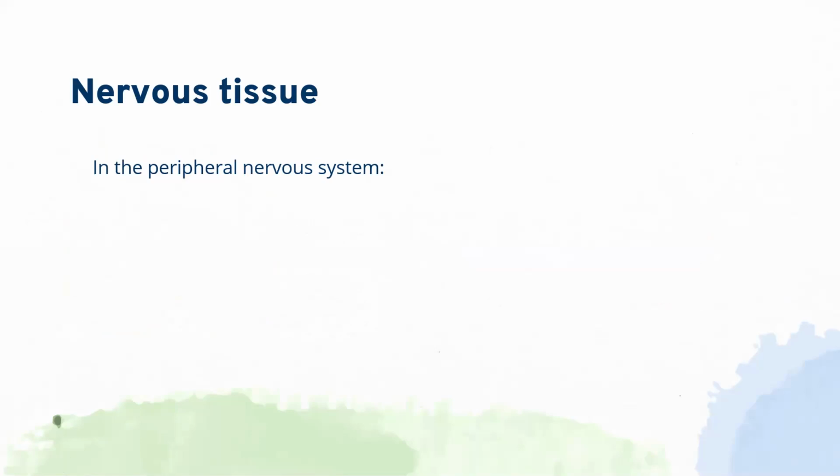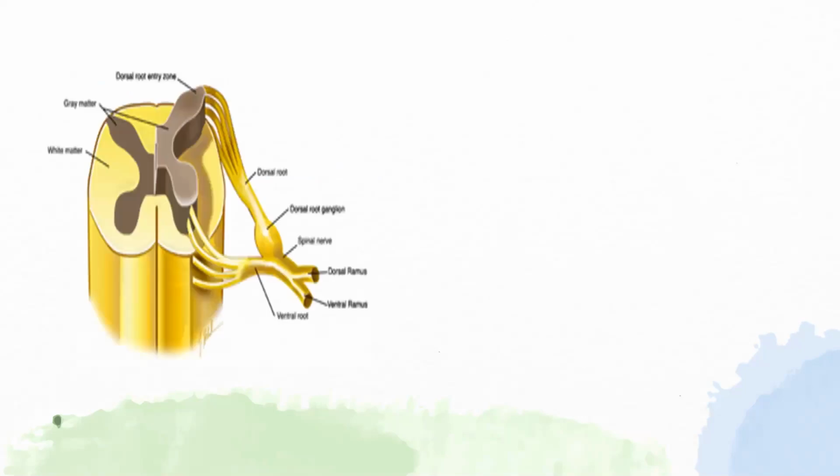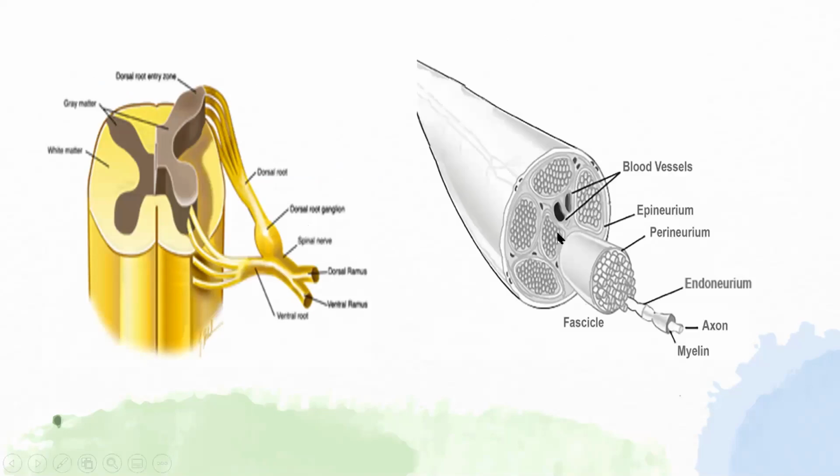As for the nervous tissue in the peripheral nervous system, it can be divided into ganglion or nerve. A ganglion is a group of cell bodies outside the central nervous system, and a nerve is a group of axons outside the central nervous system. So here's an example of a ganglion, the dorsal root ganglion, and here you can see the structure of the nerve.